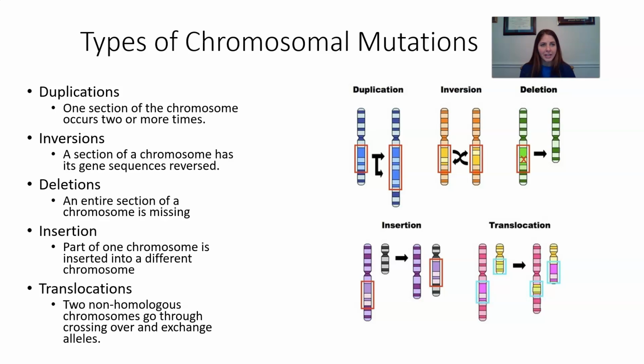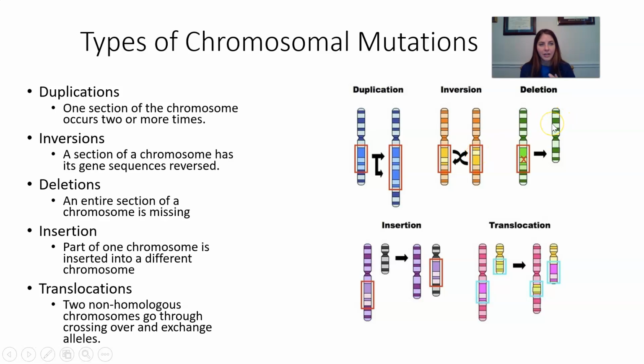So we have duplications, inversions, deletions, insertions, and translocations. In duplication, we have a section of the chromosome that occurs 2 or more times. So it's duplicated. Inversion is when a section of the chromosome is basically flip-flopped. It's reversed. So as you see here, this lighter yellow band is on the bottom, and over here, it's going to be on the top.